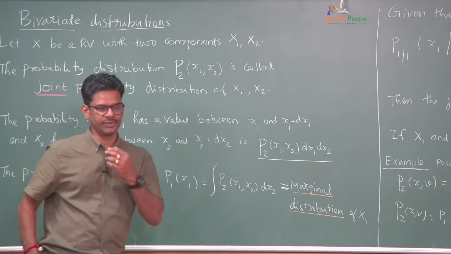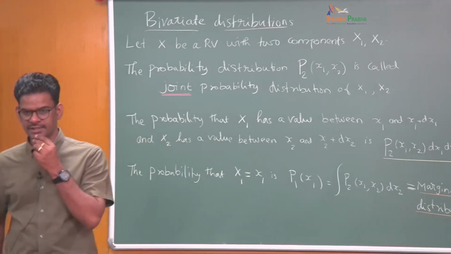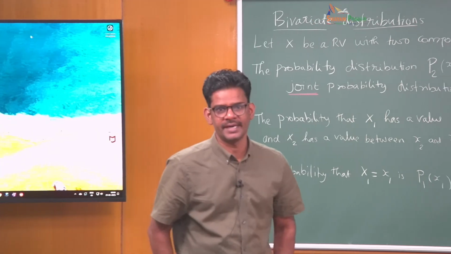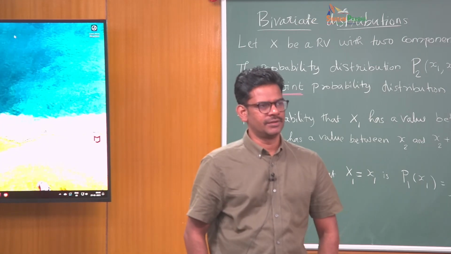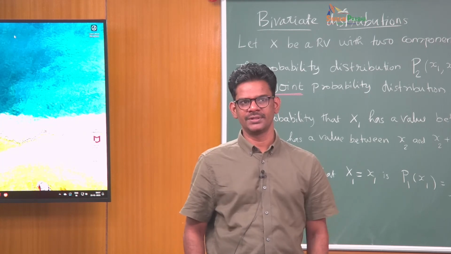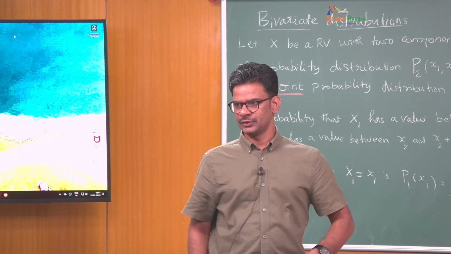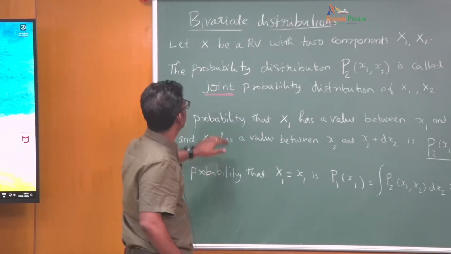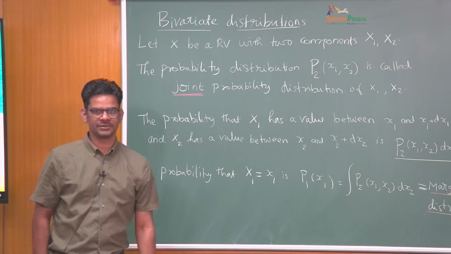Okay, so we'll continue with the discussion from the last class, where we talked about the definition of a random variable and how we define a random variable with its set of values and probability distribution function, and some examples also. We'll continue from there. So here I am introducing a bivariate distribution.